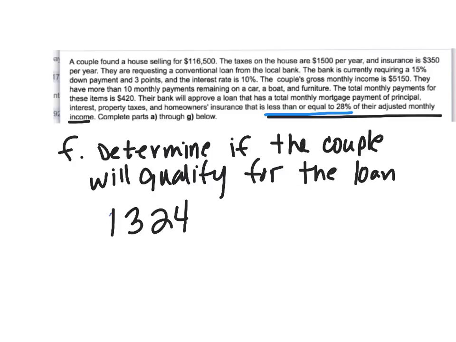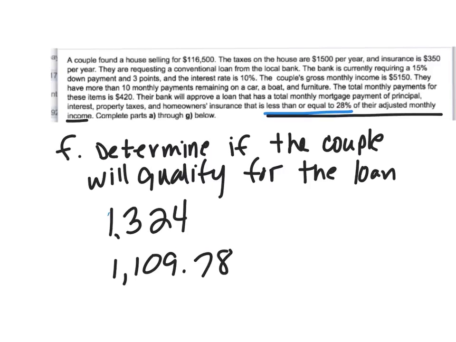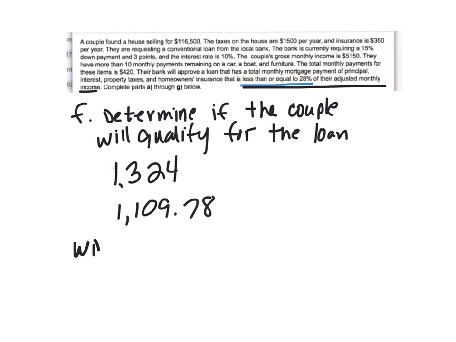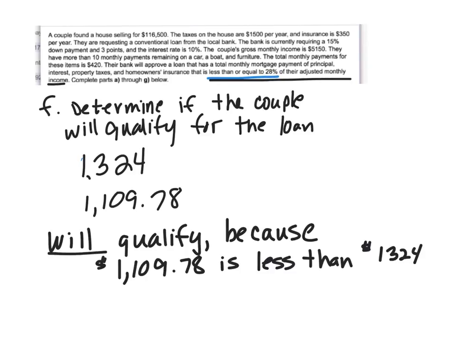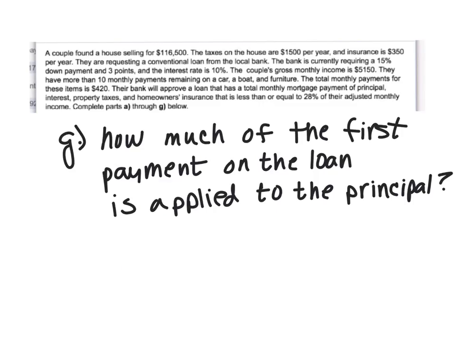So as long as their house payment, including their property taxes and insurance and mortgage, is less than $1,324, we're all good. Well, we just found out in part E, just a second ago, that the payment, everything added together, comes to $1,109.78. So they will qualify, because the payment that we figured out of $1,109.78 is in fact less than 28% of their income, which was $1,324. Finally, we're almost done, guys. I know this question is doing a lot.